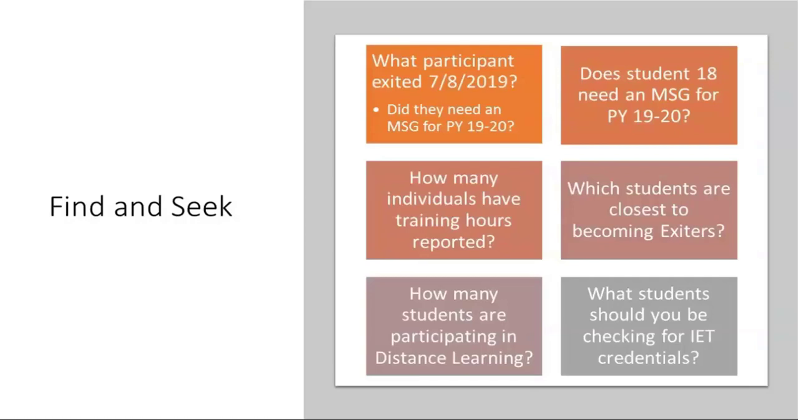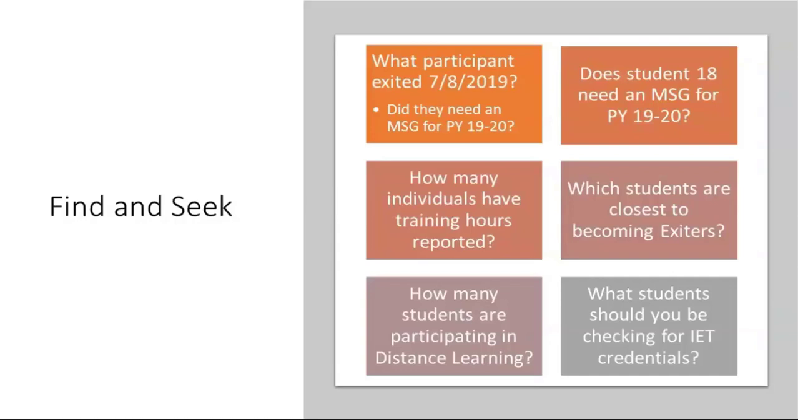So those of you who said it was participant number 1, you would be correct. So if you're looking at participant number 1, I can see that their last service date was 7/8/2019. That they have an exiter flag that says yes. So that means they're an exiter and the last date of service was 7/8/2019. So does this person need an MSG for the current program year?